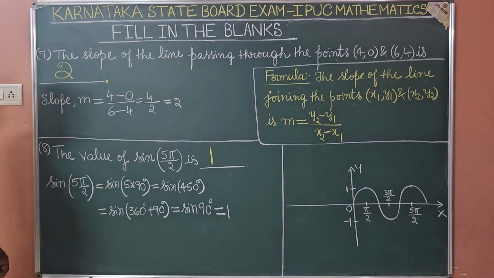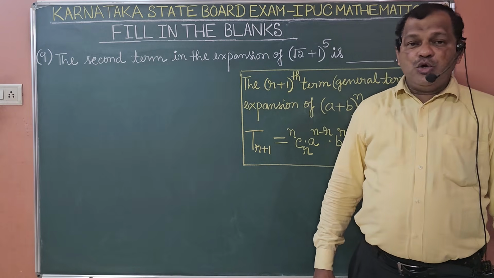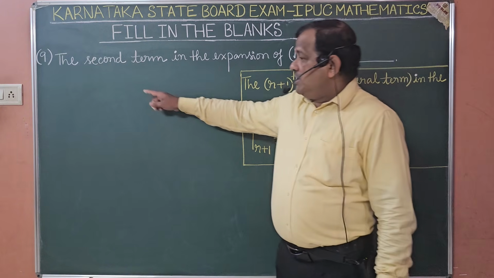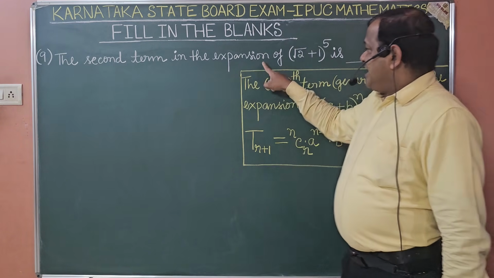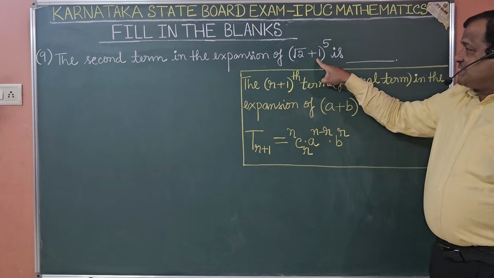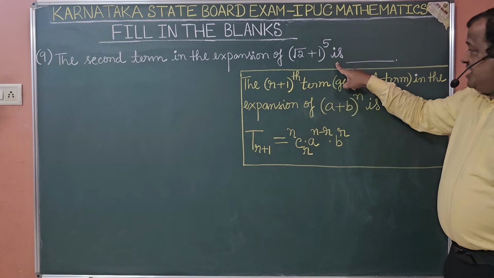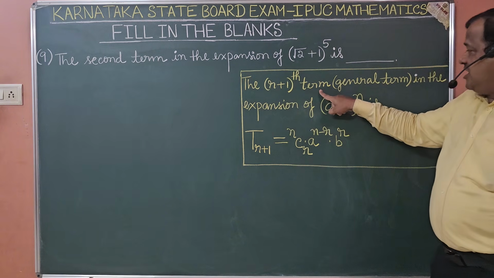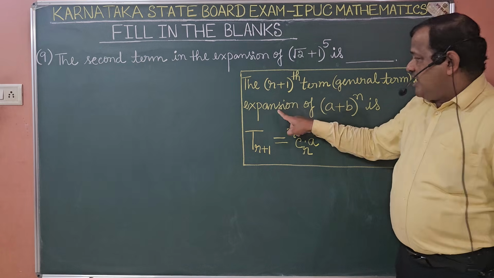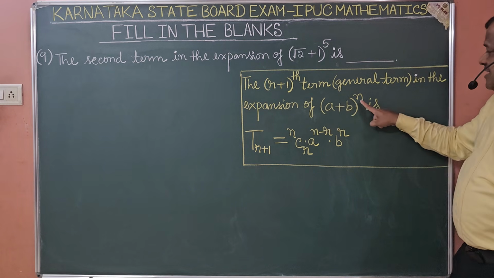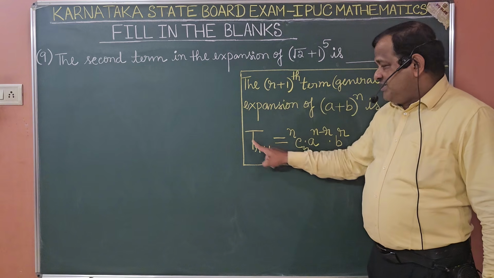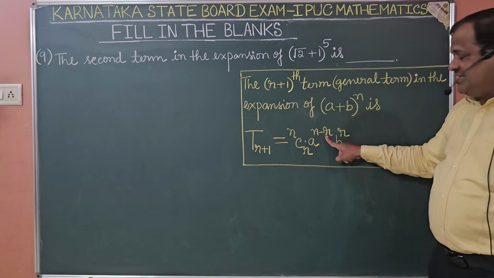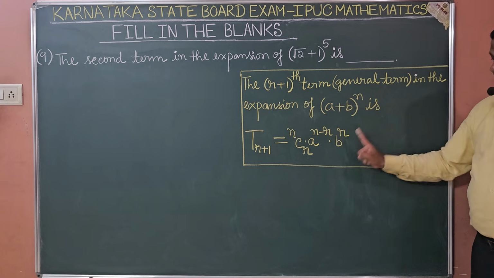Kindly go through the solution. Here is the ninth fill in the blank from the binomial theorem chapter. The second term in the expansion of (square root of 2 plus 1) whole power 5 is dash. And I have written the corresponding formula. The (r plus 1)th term, or the general term, in the expansion of (a plus b) whole power n is always T suffix r plus 1 equal to nCr into a power n minus r into b to the power r. This is one of the ways.